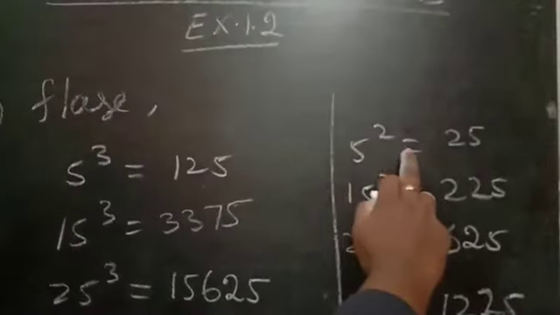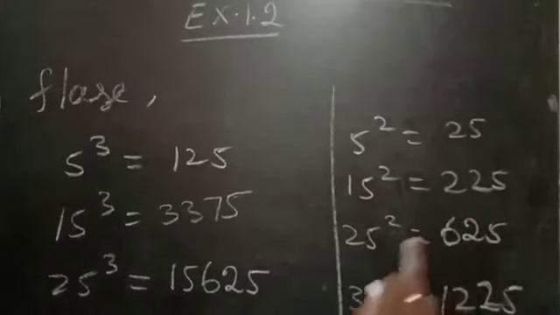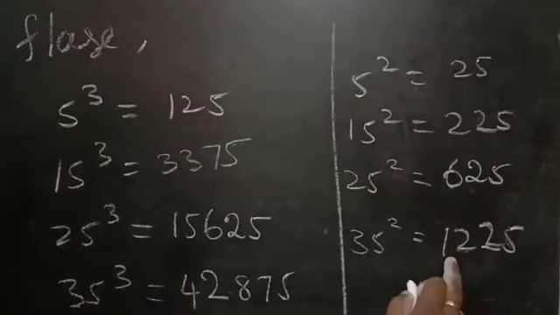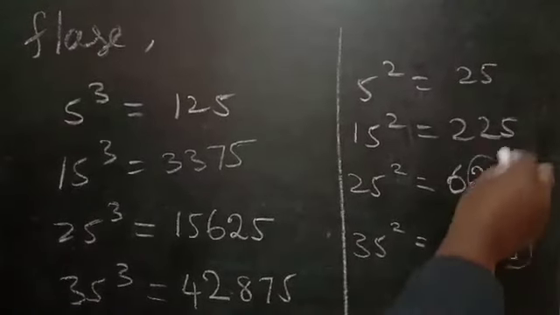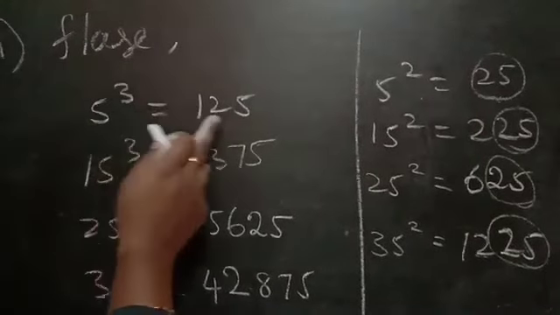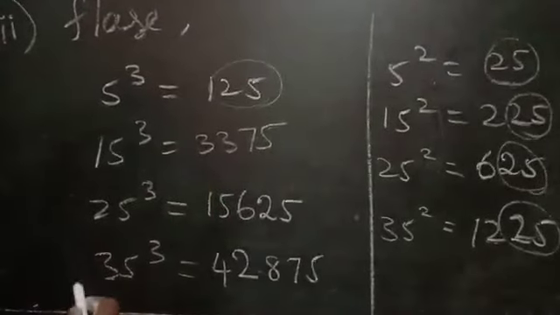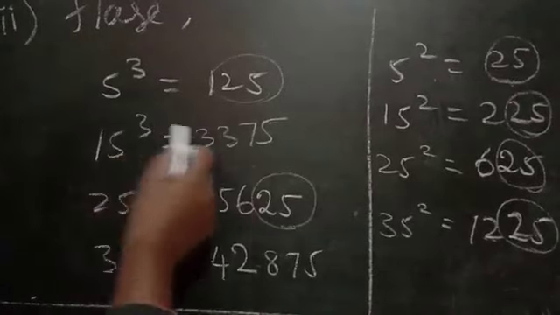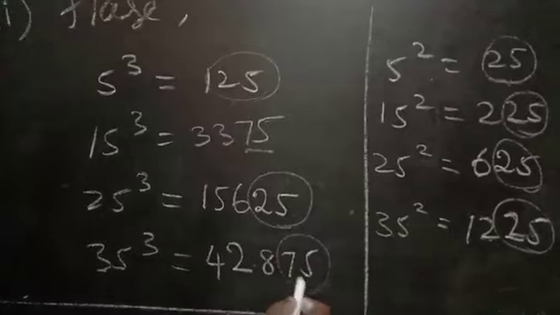5 square is 5 5s are 25. 15 square, 15 into 15, 225. 25 square, 625. 35 square, 1225. Everything is ending with 25. But cube of these will not all end with 25. In this, 5 cube is 125 and 25 cube ends with 25, but 15 cube ends with 75 and 35 cube also ends with 75. So it is false.